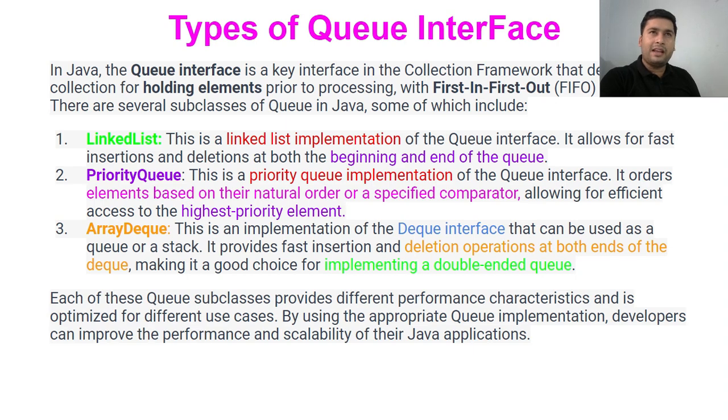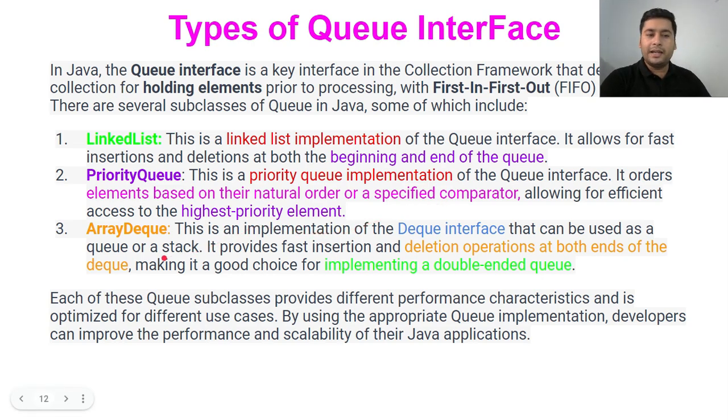It provides flexibility: we can sort our objects in natural order or in a customized order also. Okay, so those are useful for sorting the objects only, allowing for efficient access to the highest priority element. Okay, so these are the things we have to know about it.